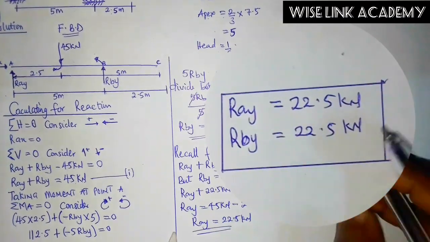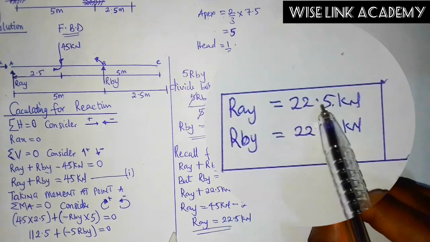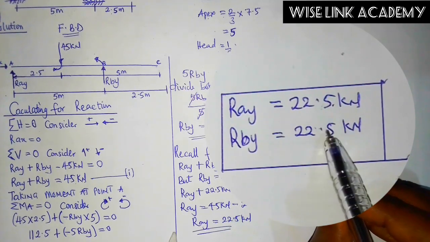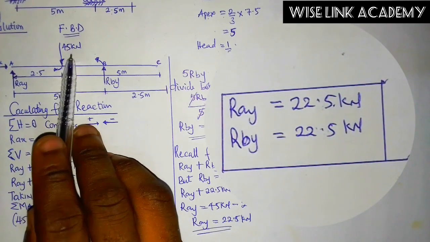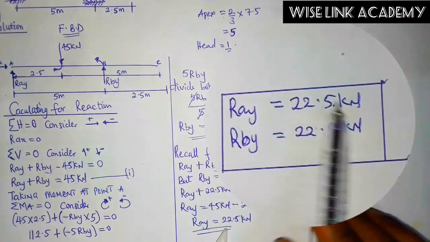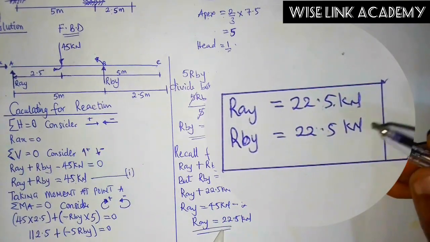If you want to confirm if this answer is correct, when you add them together, it must give you that reaction you're having upward here. So if you add it, you're having 45. So this is how to find the reactions for a uniform varying load.